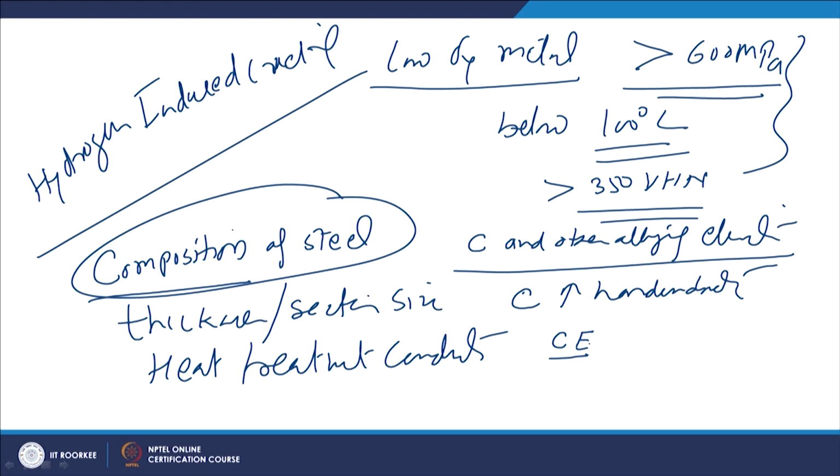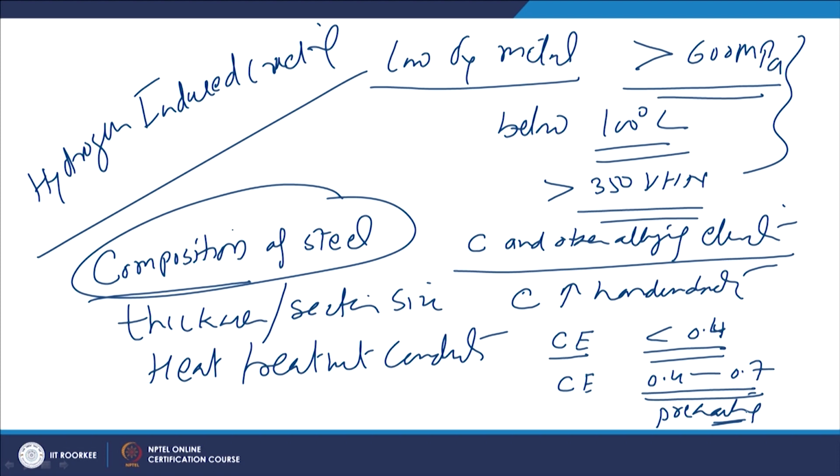So, when the carbon equivalent is less than 0.4, the weldability is considered to be good. When the carbon equivalent is in the range of 0.4 to 0.7, the weldability is considered to be fair because it is facilitated with the help of preheating. Preheating is needed at varying degrees or different levels. If the carbon equivalent is greater than 0.7, then the weldability is considered to be poor, and that requires extreme care to facilitate the welding.